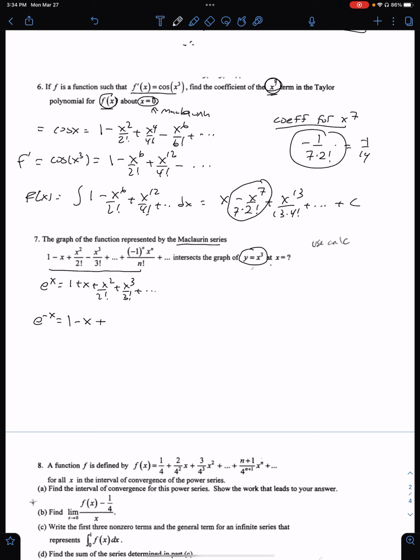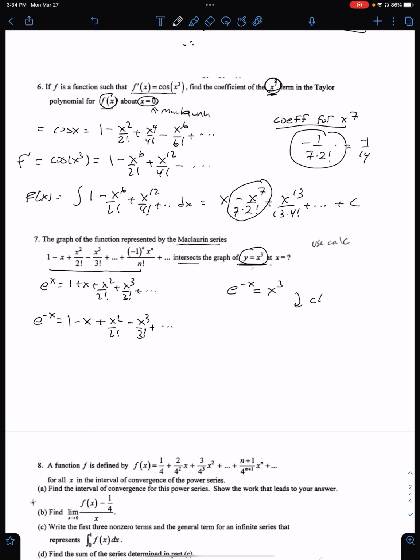I get minus x. This becomes a positive because we're squaring the x, so we get x squared over 2 factorial. And negative x cubed is just negative x cubed. So minus x cubed over 3 factorial plus dot, dot, dot. So we notice, yeah, this is just my e to the negative x function. And I want to find out where this graph intersects y equals x cubed. So they're saying, well, where does e to the negative x equal x cubed?